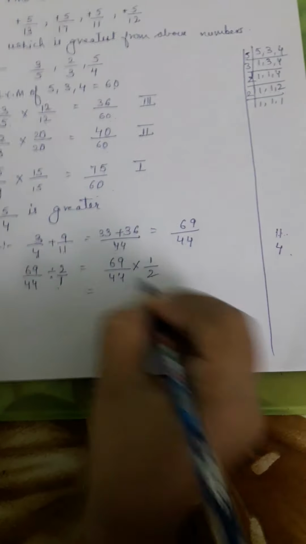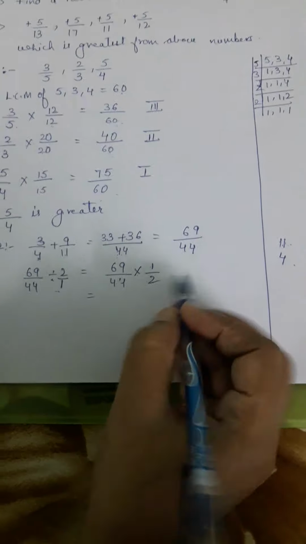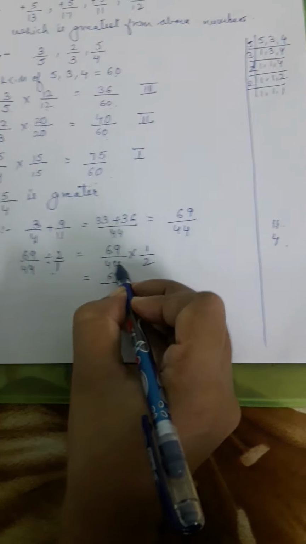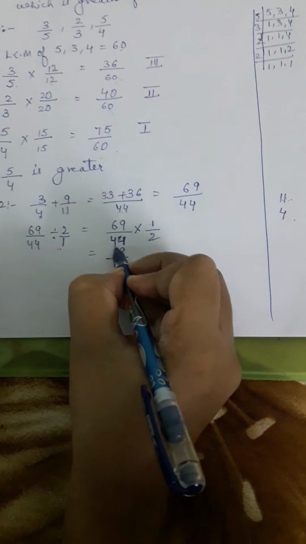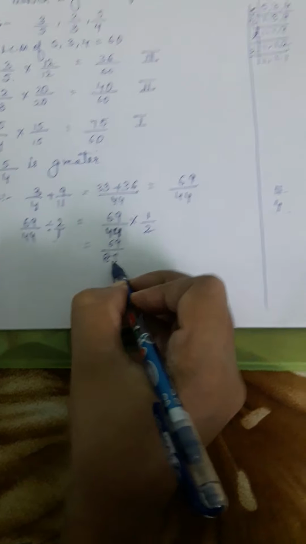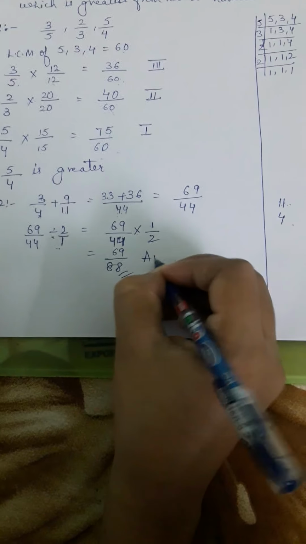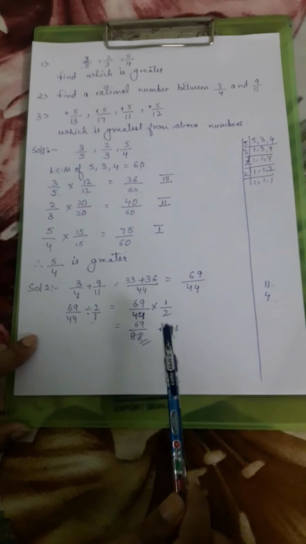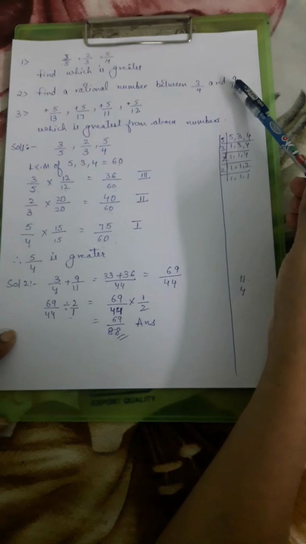Now if it is getting cancelled, you cancel. We cannot cancel it, so just multiply. 69 ones are 69, 44 twos are 88. So this is the answer. This is the fraction in between these two. How will you do it? First add them. The answer you will divide by 2. So you get a fraction between these two.